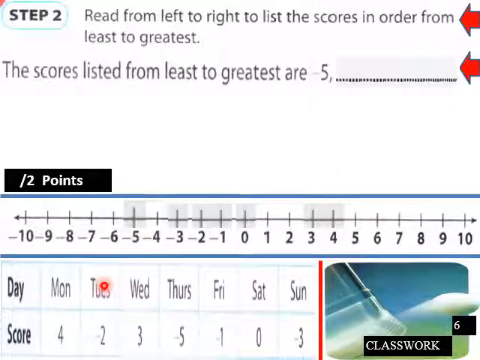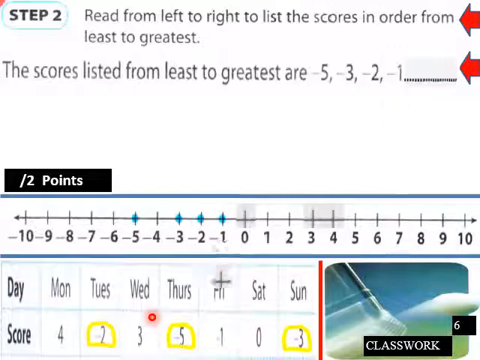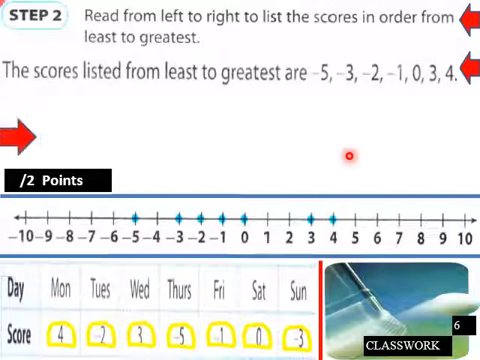So the scores from the least to greatest are -5. There's -5 here on the number line. And then we have -3. And then we have -2. -1. That means he's under par. And then 0 would be par. And then 3. And then 4. So those are his scores there, and they've all been plotted on the number line.